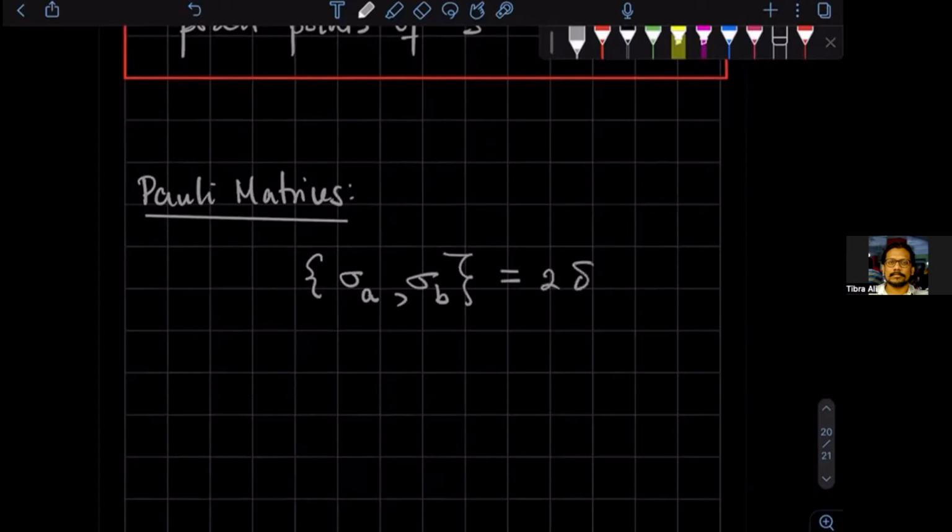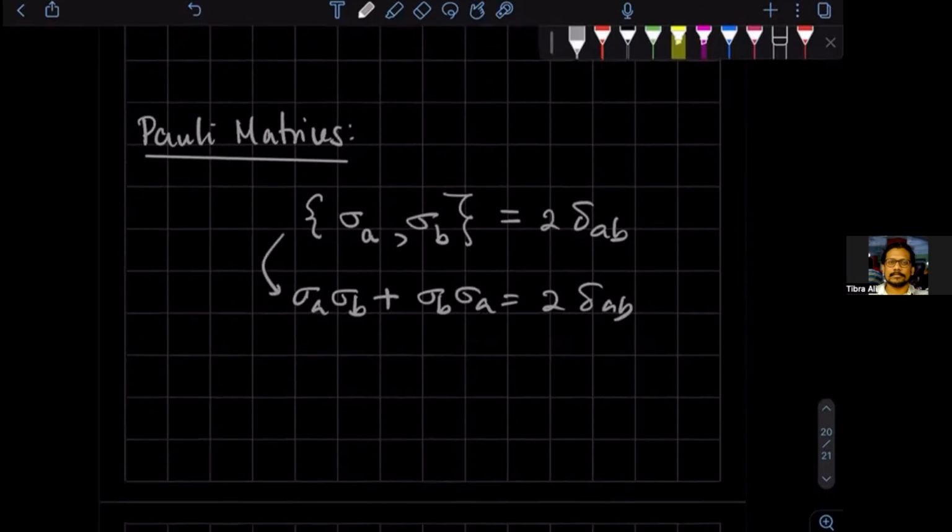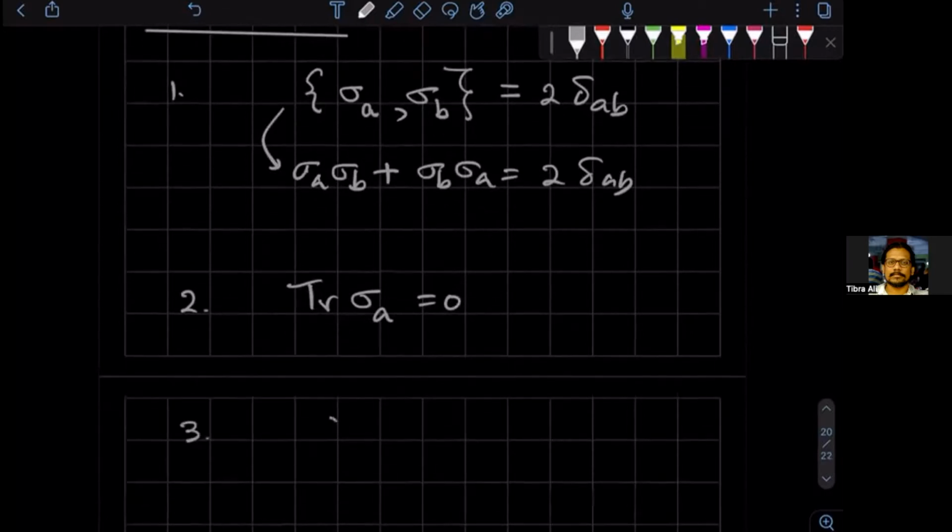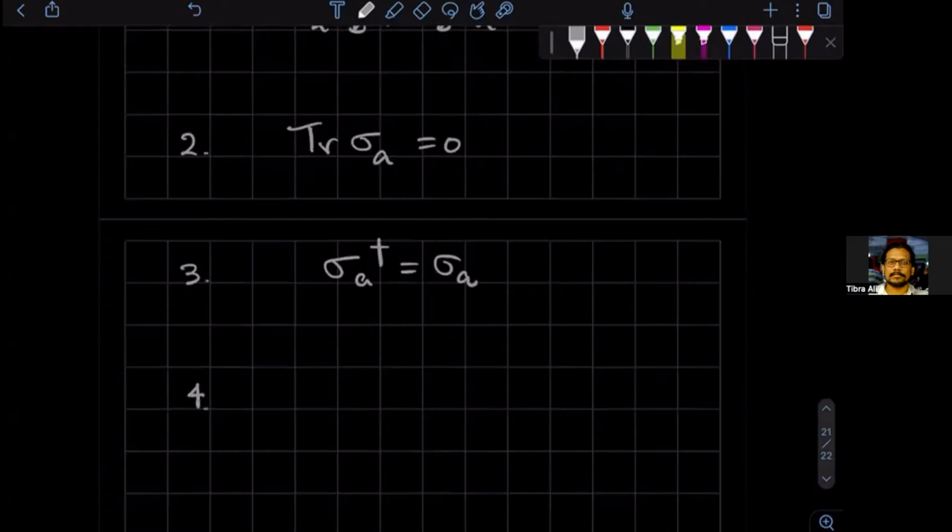this anti-commutation relationship. So this means that {σ_A, σ_B} = σ_Aσ_B + σ_Bσ_A is 2δ_AB, okay? That's number one. Number two is that they are traceless. Number three is that they are Hermitian. Number four is the commutator of two Pauli matrices is 2i ε_ABC σ_C.